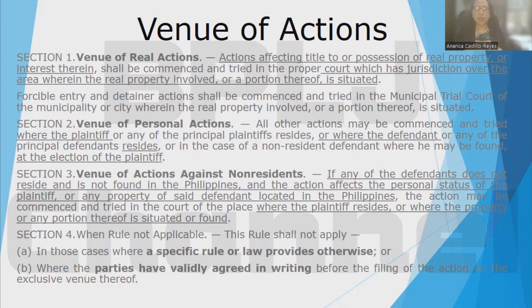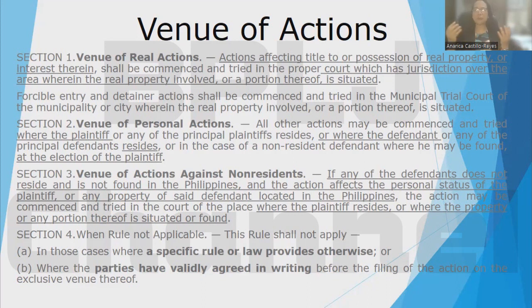How about with respect to non-residents? If any of the defendants does not reside and is not found in the Philippines, and the action affects the personal status of the plaintiff or any property of said defendant located in the Philippines, the action may be commenced and tried in the court of the place where the plaintiff resides or where the property is situated.